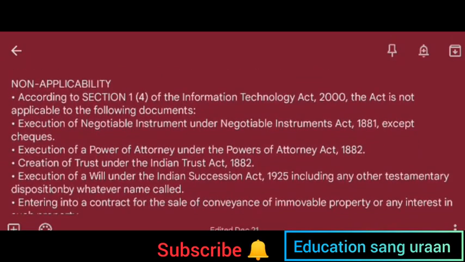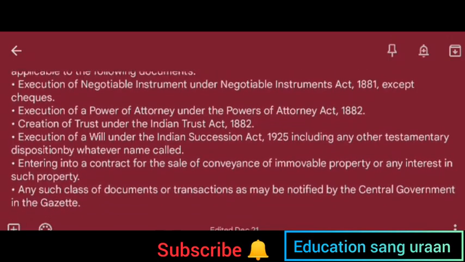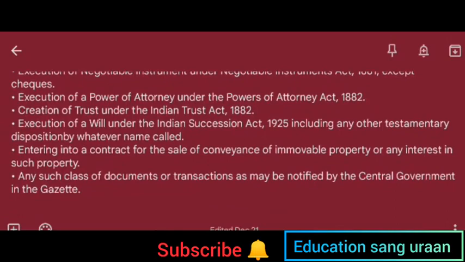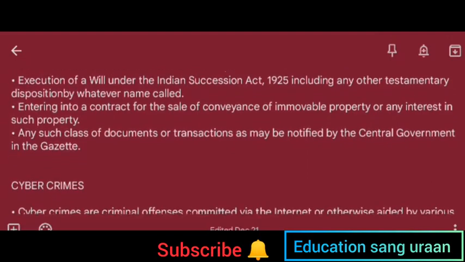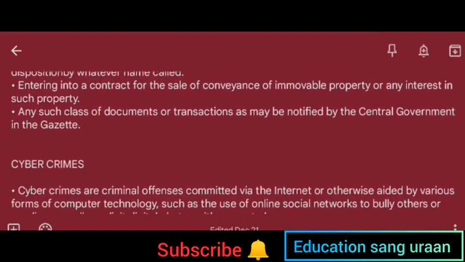Non-applicability. According to Section 1, Part 4 of the Information Technology Act 2000, the Act is not applicable to the following documents: execution of a negotiable instrument under the Negotiable Instruments Act 1881, except cheques; execution of a power of attorney under the Powers of Attorney Act 1882; creation of a trust under the Indian Trusts Act 1882; execution of a will under the Indian Succession Act 1925, including any other testamentary disposition by whatever name called; entering into a contract for sale or conveyance of immovable property or any interest in such property; and any such class of document or transaction as may be notified by the central government in the Gazette.